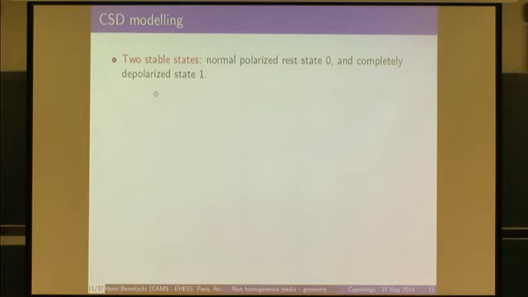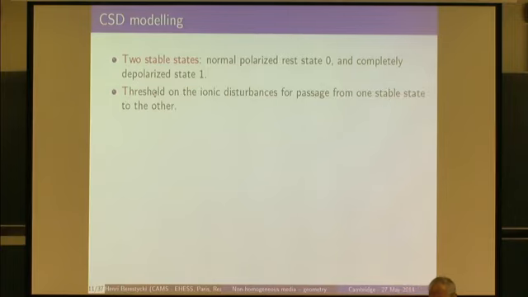So one is a normal polarized state, which is going to be represented by 0, and the completely depolarized state is when the density is 1. It's completely depolarized. And what is known also about this is that there is really a threshold for passage from one state to another. In other words, normally if you make a small disturbance, it will come back to its original state. So there is a threshold on the ionic disturbances for passage from 0 to 1, from the normal state to the depolarized state.